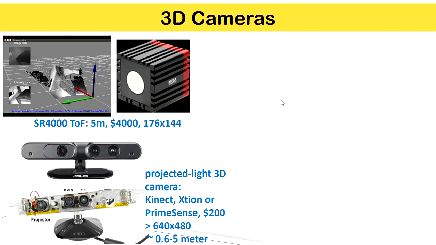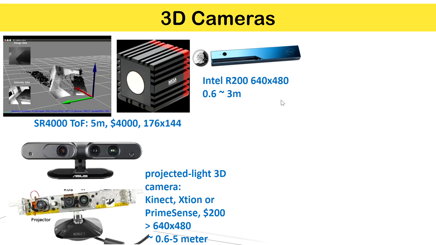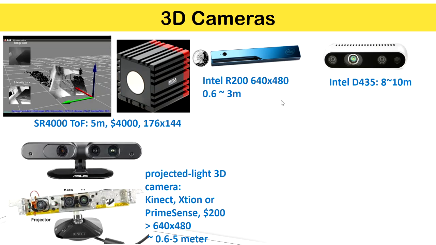The drawback of this type of camera is that because it uses a laser projector, it may consume a lot of power. For example, Kinect needs a 12 volt input. So it is not very friendly to small device development. Later, Intel made some improvements with the R200 camera. You can see it's very small and light. Its size is comparable to a quarter. And it can also produce very dense depth and image data, at least 640 times 480.